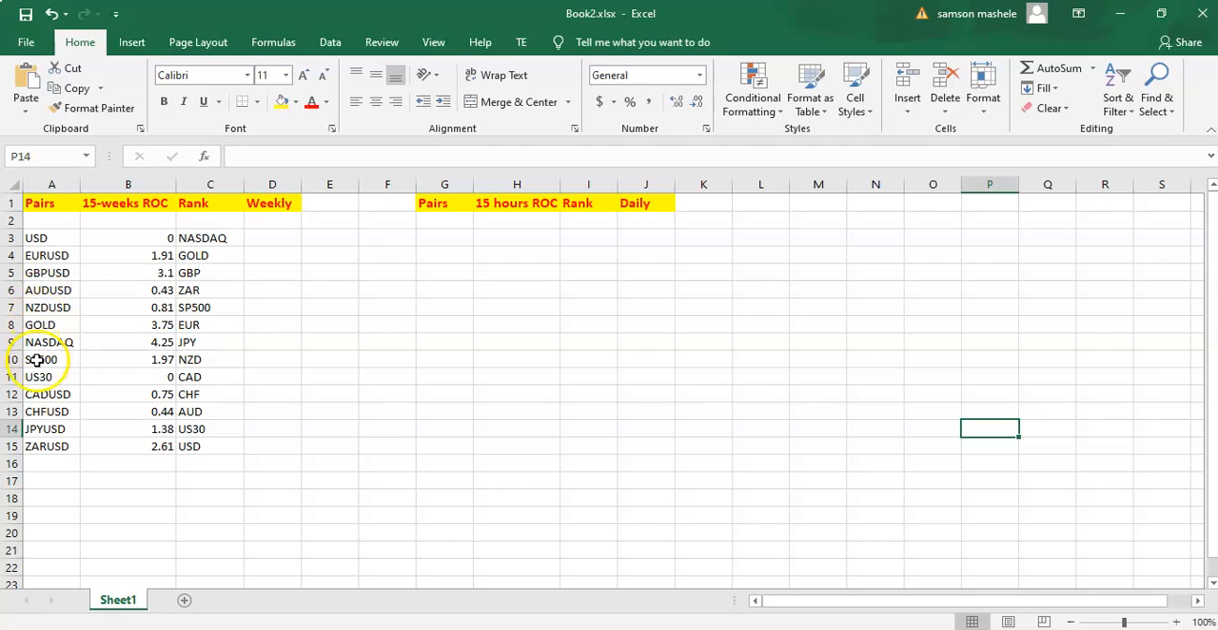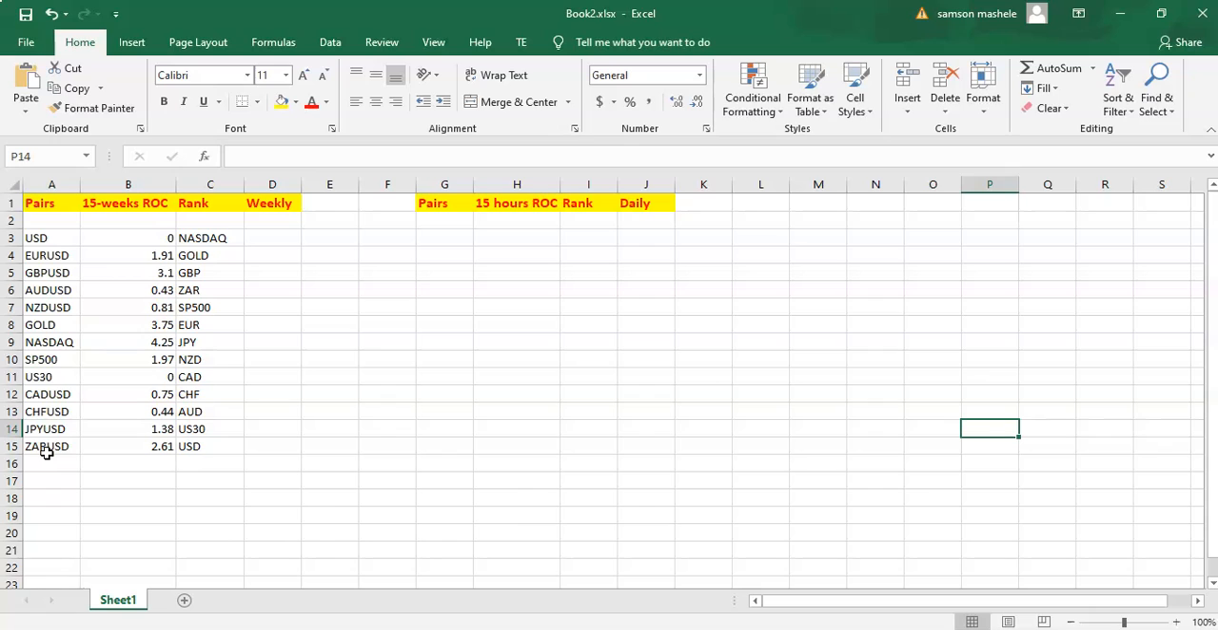So I do teach how to compare it, like how I come up with the ROC, rate of change, for ZAR USD. You can check the rate of change for ZAR USD, and it will be different from the rate of change for USD ZAR. I just wanted to check the strength so that I understand what's really going on with the pair.